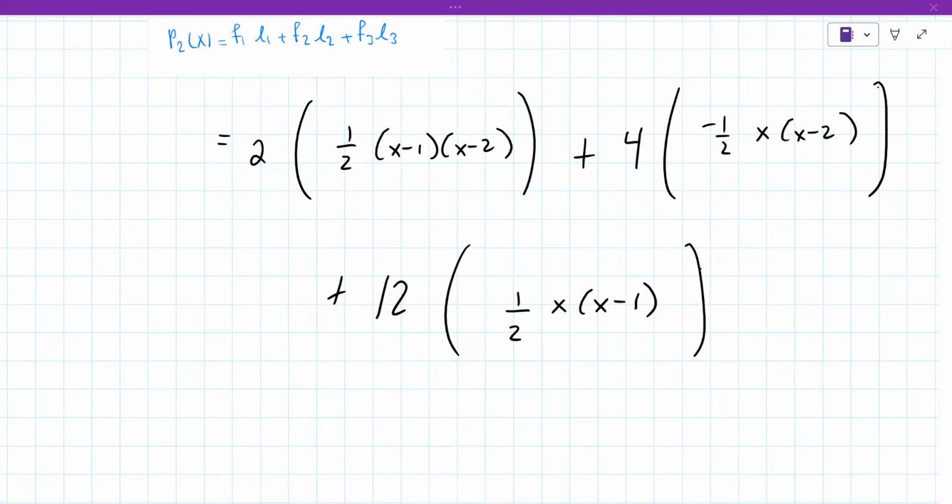Okay. Any questions on that? I'm just writing down the formula. Cool. Okay.